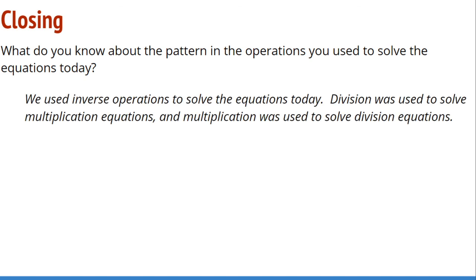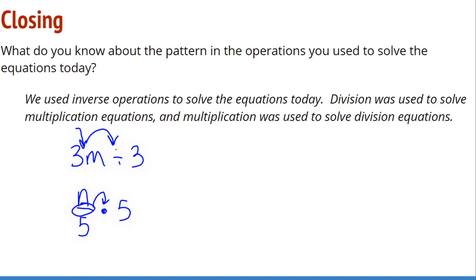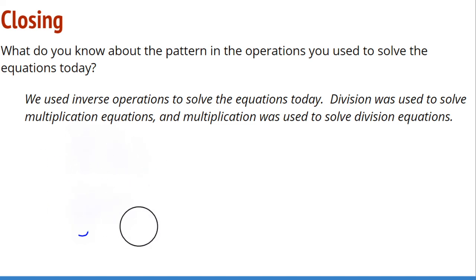We used inverse operations to solve the equations. If I had 3 times m, then I would divide by 3. If I had n divided by 5, then I multiplied times 5. So I started with division, went to the inverse of multiplying. Started with multiplying, went to the inverse, which was division. So we use those relationships between the operations to get back to the identities.